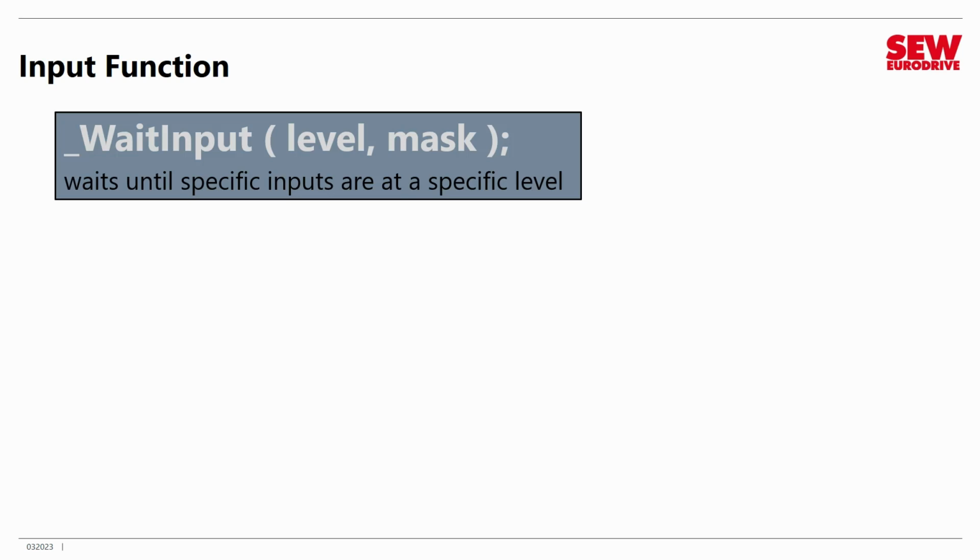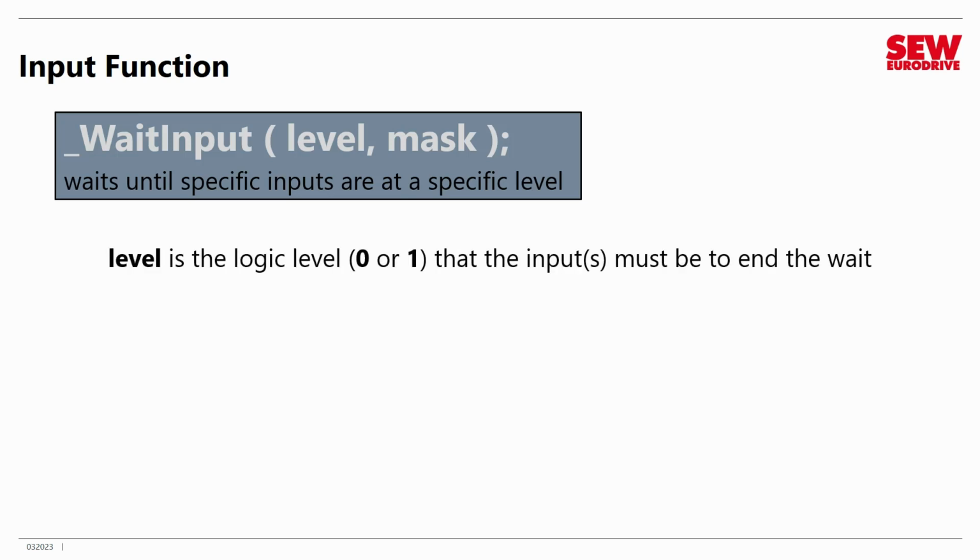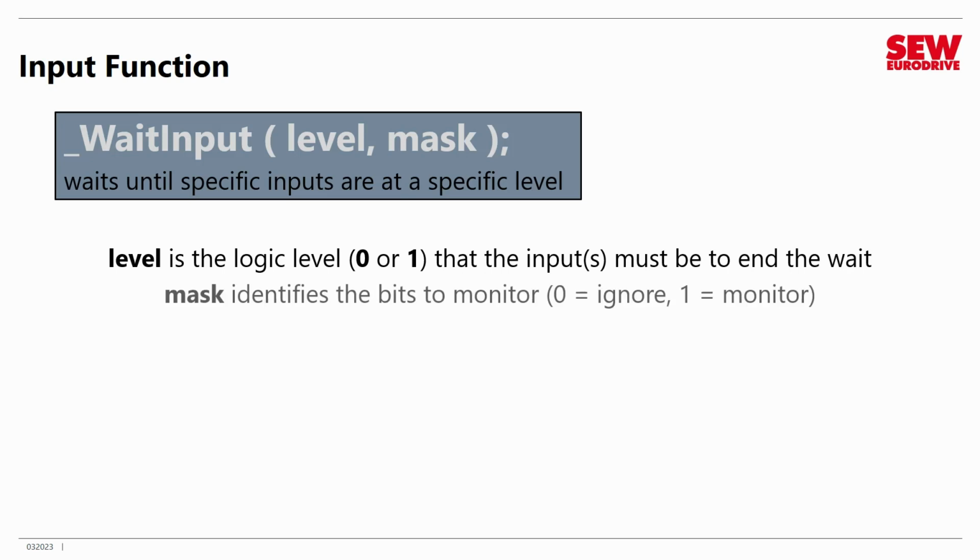Now let's see how these two parameters configure its behavior. First of all, level is the logic level, either 0 or 1, that the inputs must be to end the wait. So you would have to specify a 0 or 1 here to indicate what you're waiting on. And then secondly, you give it a mask telling which bits of the different inputs to monitor and which ones to ignore. So this would be a binary number. If you want to ignore a bit, just put a 0 in its position. If you want to monitor it, put a 1.